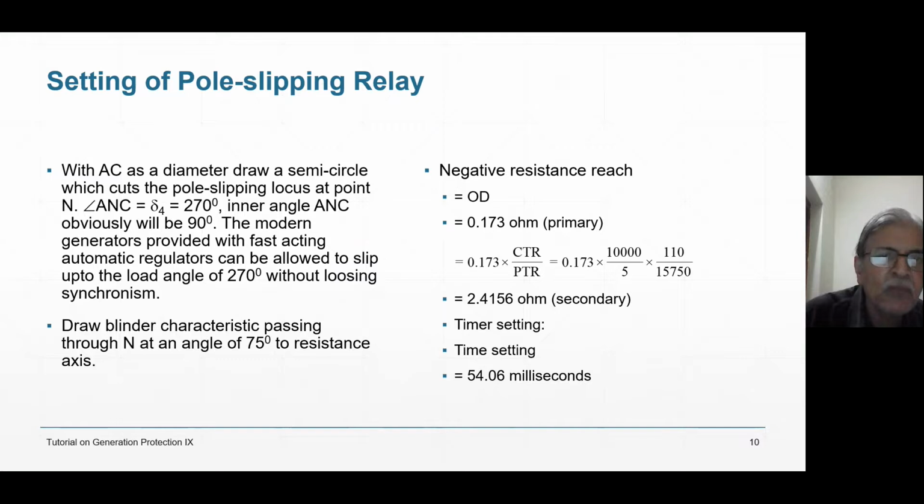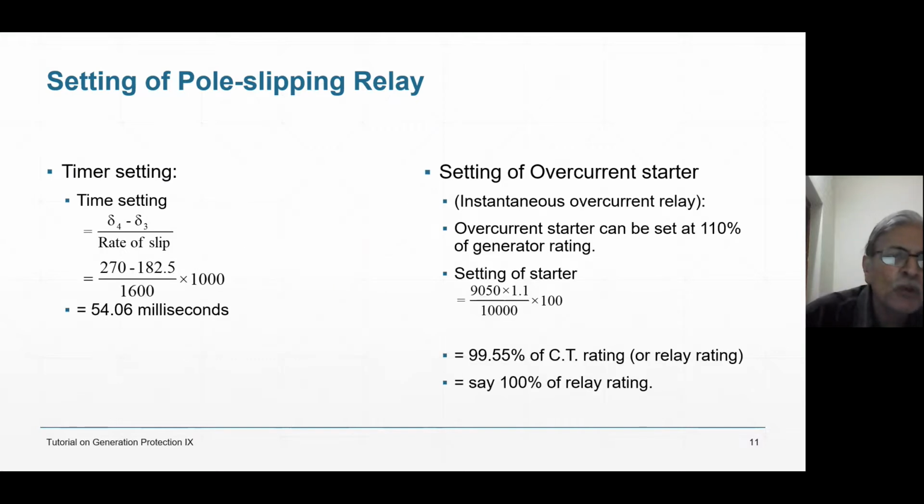How have we arrived at 54.06? 54.06 is delta 4 minus delta 3, because it is passing from delta 3 to delta 4. The directional relay is crossed at delta 3. The blinder is crossed at delta 4. 270 minus 182.5 divided by the rate of slip. So that is the time setting. Before that, 54, that means you should set somewhere at 50 millisecond. That means the timer would have timed out, right? So that is how you set the timer.